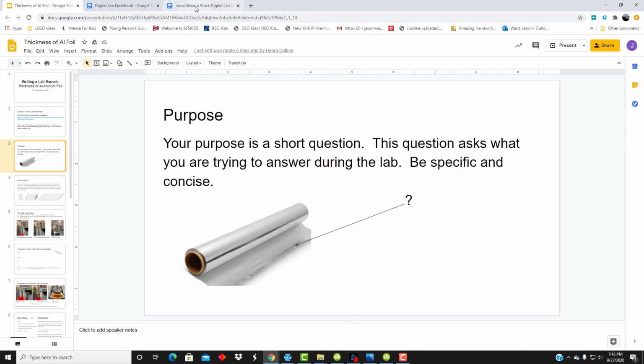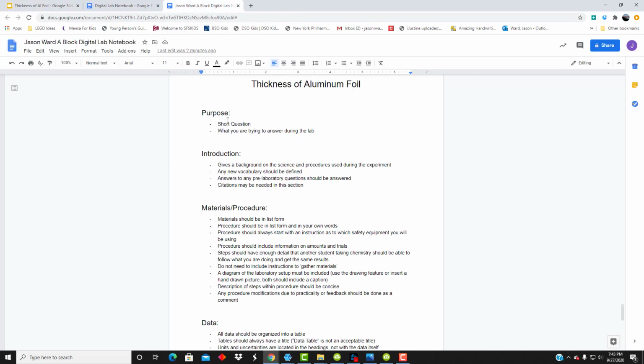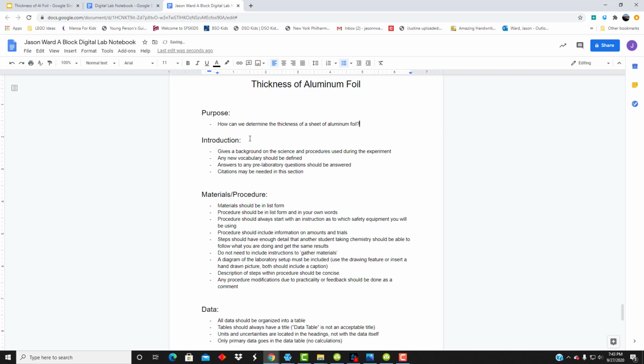So I'm going to have you go back to your lab notebook. So the purpose, a short question. How can we determine the thickness of a sheet of aluminum foil? Or you could say, what is the thickness of aluminum foil? Either one of those would be acceptable. So that's it. That's the purpose.